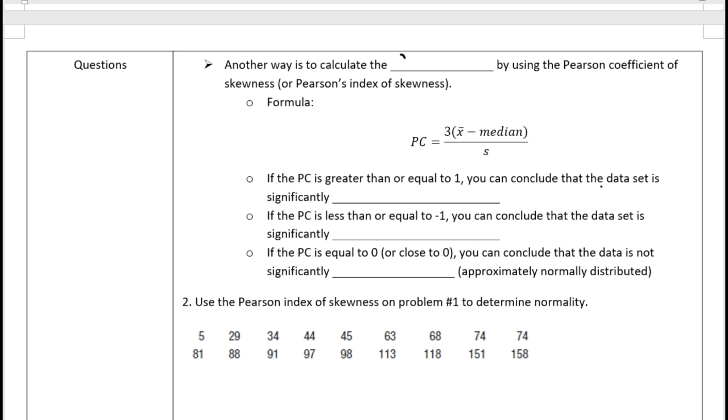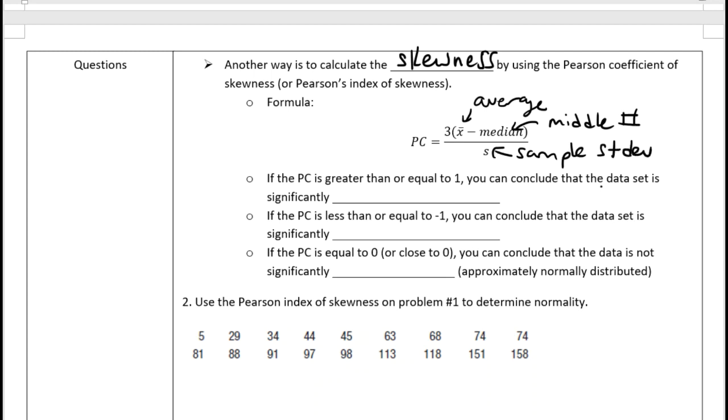So this is done by calculating the skewness. Skewness is how far you are from being symmetric, essentially. The formula for that is this guy. This is for the Pearson coefficient. The x bar is your average. That's your median or middle number. And that's your sample standard deviation. The standard deviation is just a measure of the spread of the data.